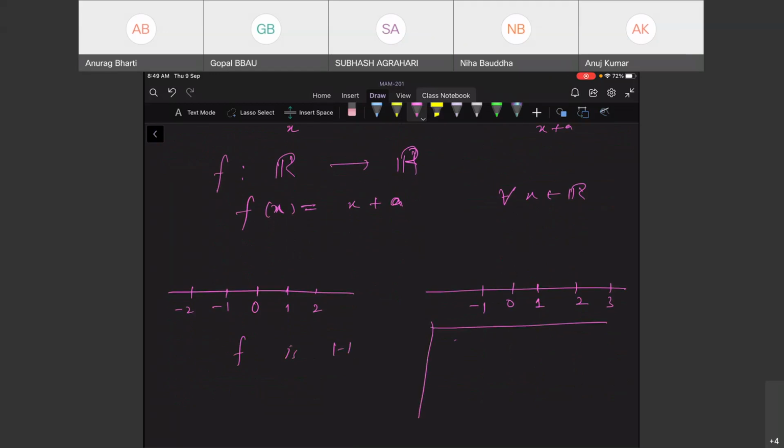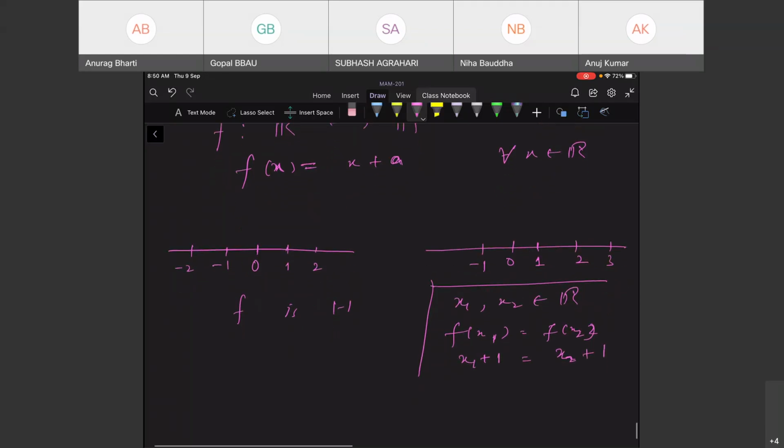To show f is 1-1, this part is very easy. Take two points x1, x2 in R. If f of x1 equals f of x2, this means x1 plus 1 equals x2 plus 1. So the 1 and 1 get cancelled, and you get x1 equal to x2. This means f is 1-1.